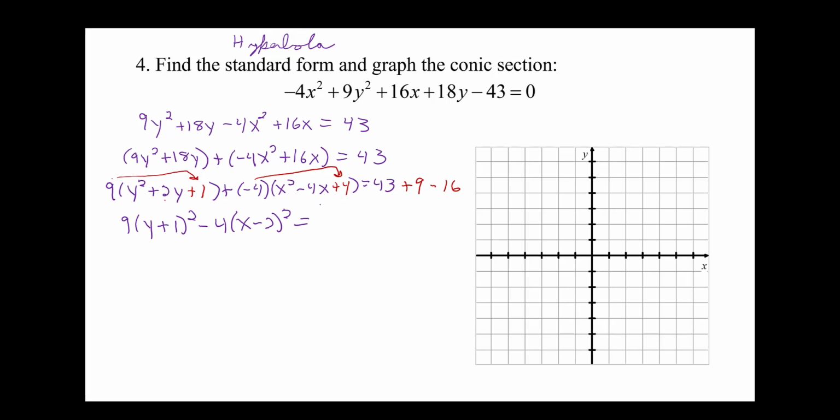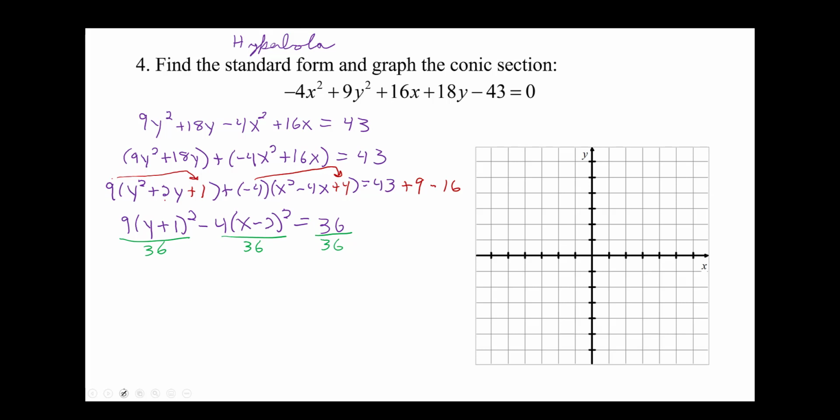52 minus 16 would be, let's see, 36, I believe. Yeah, 9 minus 16 would be -7. Yep, that looks right. Okay, so 36. And then let's divide both sides by 36 to get it into the form of the hyperbola that we're used to seeing. So if we divide by 36 on the right side, we'll distribute through to both terms on the left side to divide through by 36.